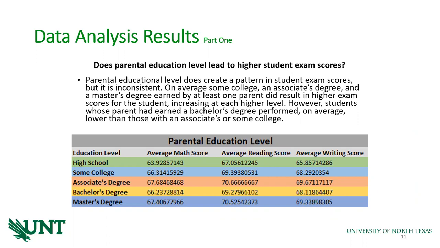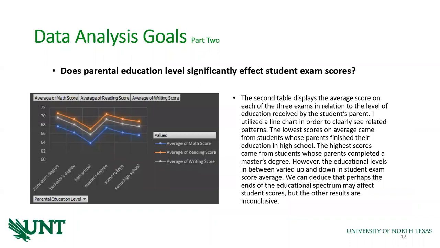There was a pattern here, but it was a little bit inconsistent. I'll go ahead and pop over to the chart so you can see the pattern more clearly. So parents who had only completed high school led to the lowest student exam scores, but bachelor's degree actually dropped lower than associates as well. There was a little dip there, so that's kind of interesting to note.